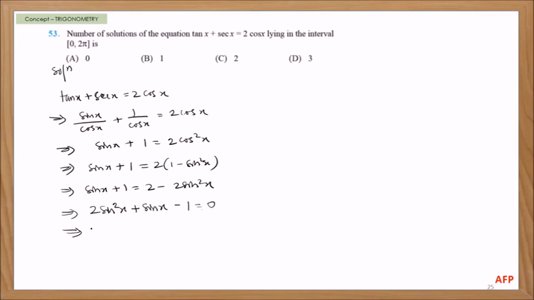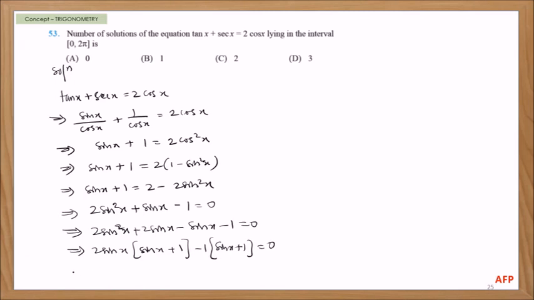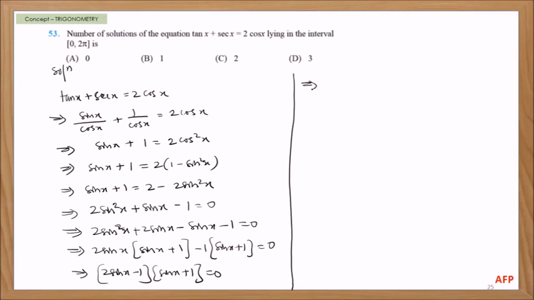Okay, minus 2 is the option which we are having, plus 2, minus. Okay, 2 times sin x is equal to sin x plus 1 minus 1 if you take sin x plus 1. Here this implies 2 sin x minus 1. So this implies 2 times sin x minus 1 is equal to 0.